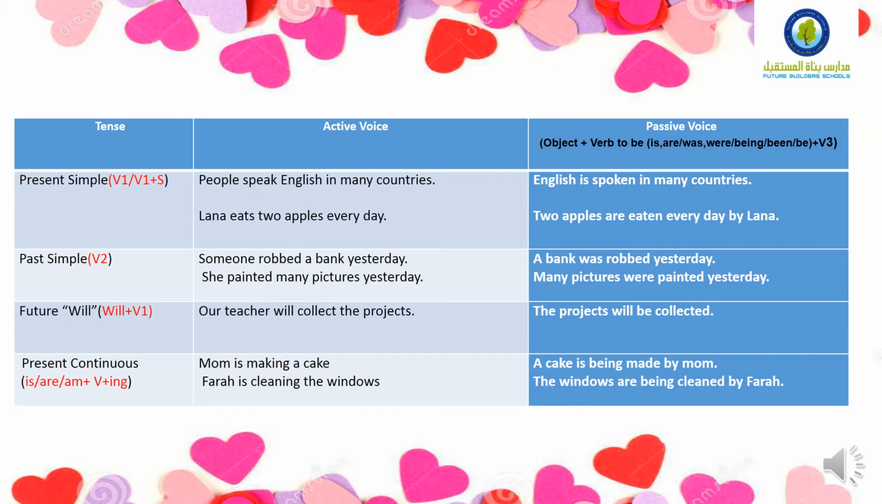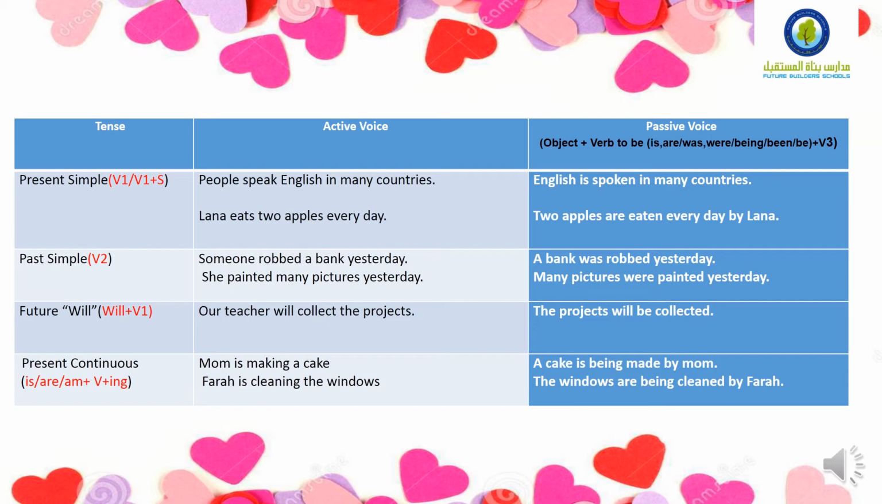Number 2, she painted many pictures yesterday. Now you bring the O. اللي هو painted what. تسألي painted what. many pictures. So this is the object. Now was or were for pictures. were. verb 3 from the verb paint بتصير painted. So many pictures were painted yesterday. We don't say by her. طبعا her refers to she because she is not known to you.